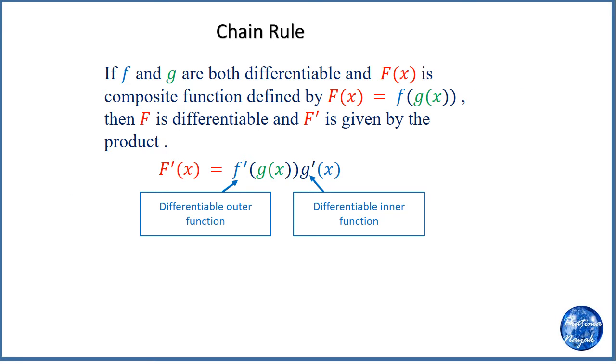So if we represent it in a diagram or a model or an algorithm, we say if f and g are both differentiable and f of x is a composite function defined by f of g of x, then f is differentiable and f dash is given by this product: f dash of x is equal to f dash of g of x multiplied by g dash of x, whereas f is the differentiable outer function and g is the differentiable inner function.